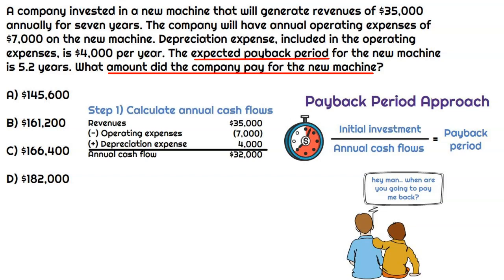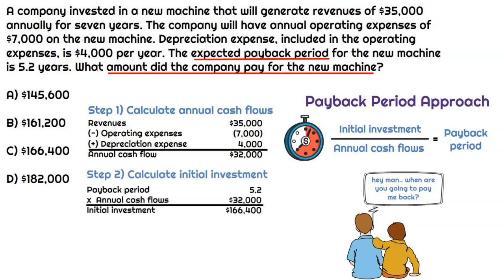So when it comes to calculating annual cash flows, we'll have to consider the revenues and expenses. So it tells us that the revenues are $35,000 annually, and then they have expenses of $7,000. However, of that $7,000, $4,000 relates to depreciation expense, and there's no actual cash outflow for depreciation. So we can subtract $7,000 of operating expense, but then we're going to add back $4,000 for depreciation. So really, it's just a net cash outflow of $3,000 for expenses. So anyway, that gets us to annual cash flow of $32,000.